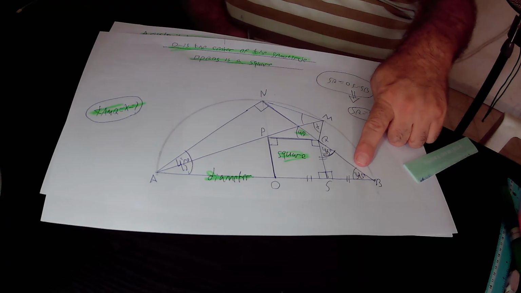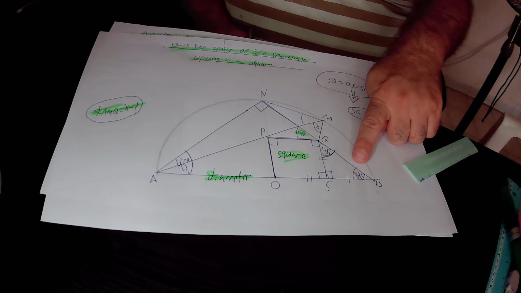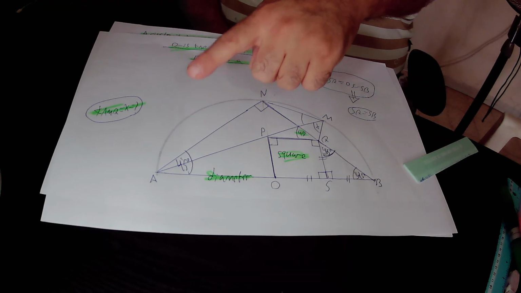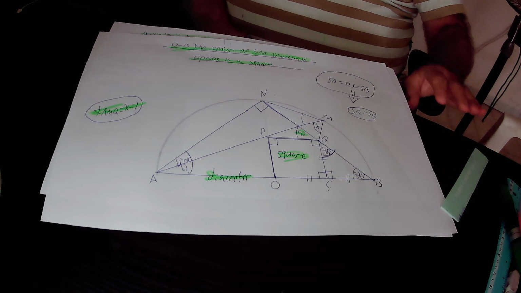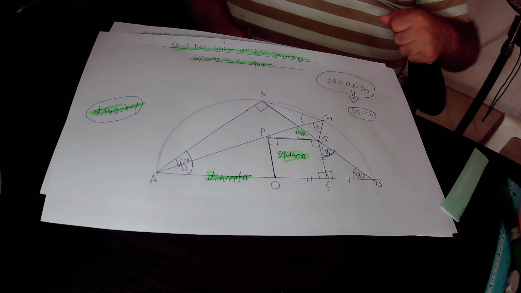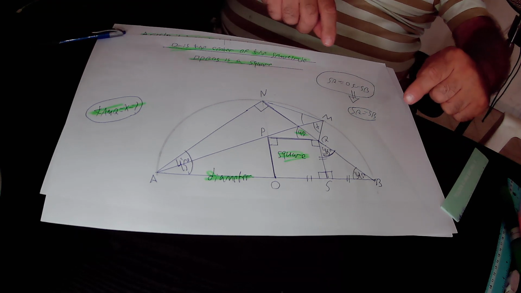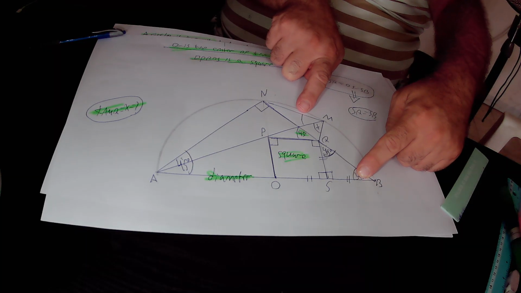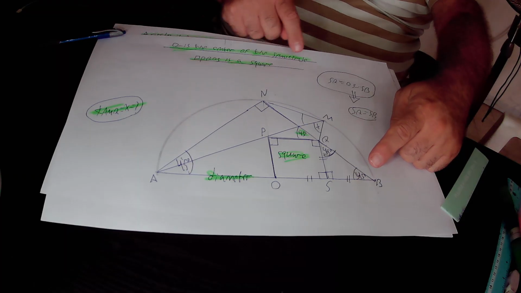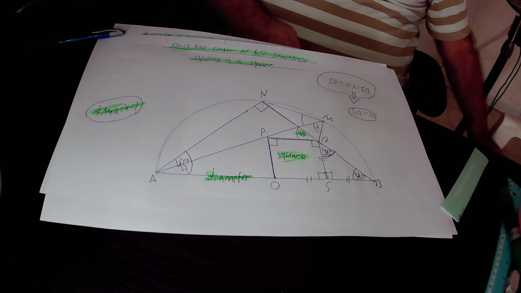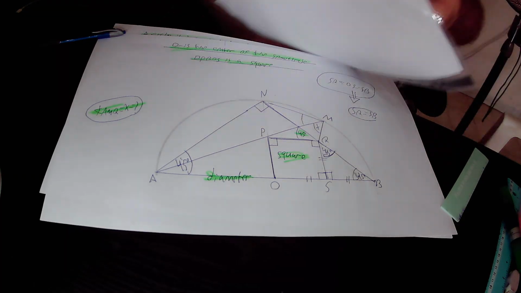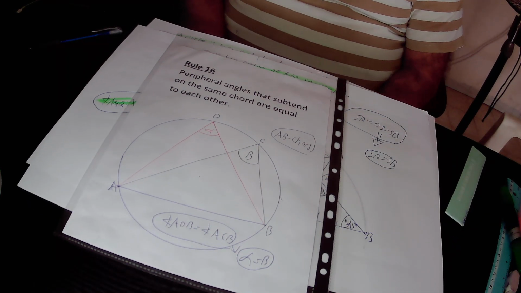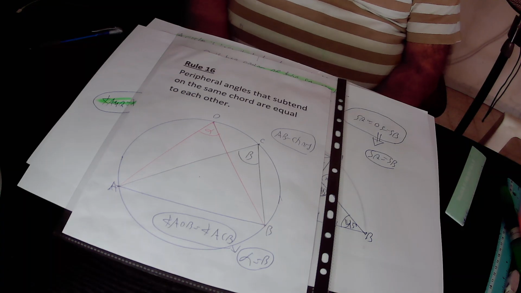Likewise, this is peripheral angle ABN, peripheral angle ABN also subtends on the same chord called AN. And therefore, according to rule 16, those two peripheral angles that subtend on the same chord called AN must be equal to each other. So repeat quickly rule 16. According to rule 16, peripheral angles that subtend on the same chord are equal to each other.